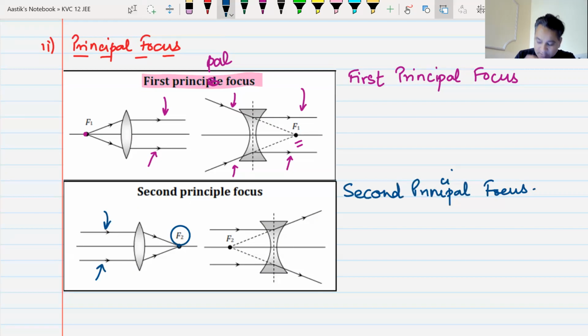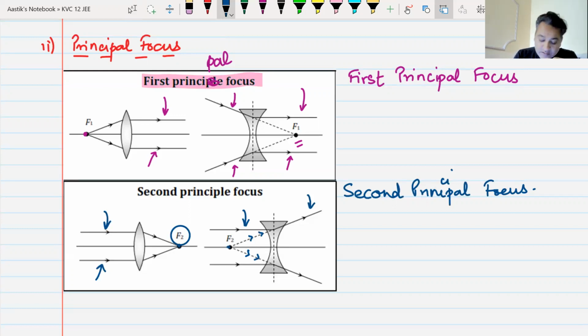In case of a concave lens, it looks somewhat different. Rays of light which are parallel before incidence, after refraction, seem to be coming from this point. This point is known as the second principal focus. Do we understand this? Yes or no?